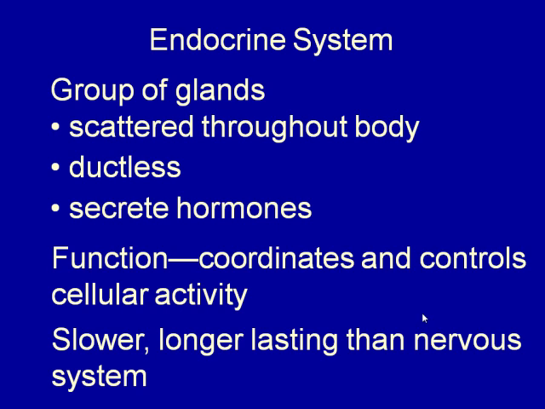When the nervous system controls a cell, it's pretty much instantaneous. It tells the cell to do something, then it quits telling the cell to do something faster than we can even think that. With the endocrine system, it may take minutes, hours, days for the hormone to have its effect, and the effect may last for minutes, hours, days, weeks, months. It may go on for a long time.